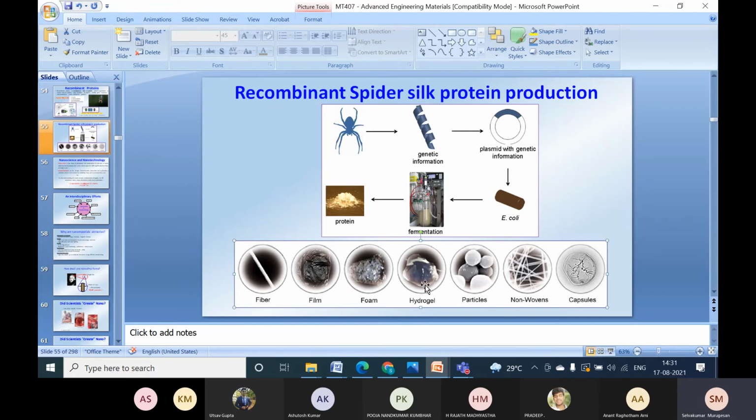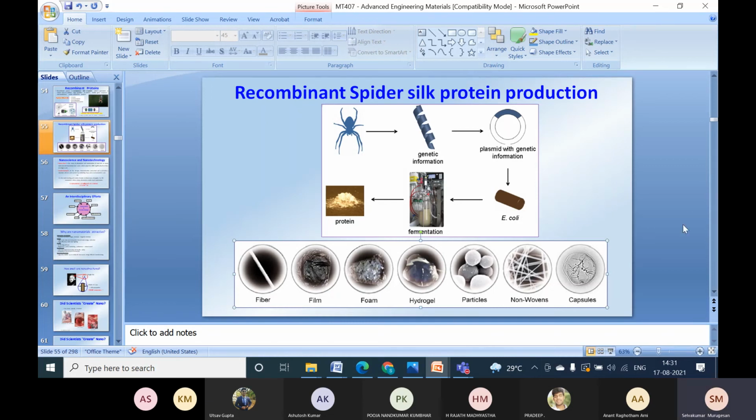And hydrogel is a very jelly-like material, which has 95 percent water and 5 percent material. Usually the formation of hydrogel is such that the material should dissolve in water, and once the material is dissolved in water, then hydrogel will start to form. So we'll see all this in the upcoming class.